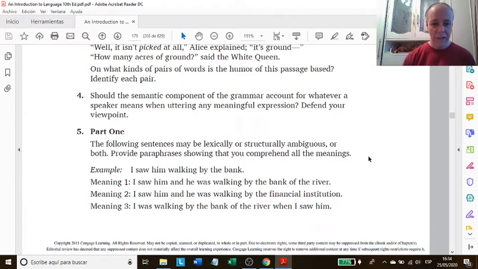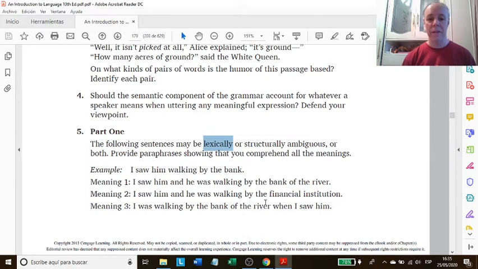For example, here, I saw him walking by the bank. Here, the word bank is the problematic one because many people understand it differently. Meaning number one says, I saw him and he was walking by the bank of the river. The river bank. Number two, I saw him and he was walking by the financial institution. I was walking by the bank of the river when I saw him. Okay, so the first two explanations, I saw him and he was walking by the bank of the river. Bank is the conflictive word. We say that is lexical ambiguity.